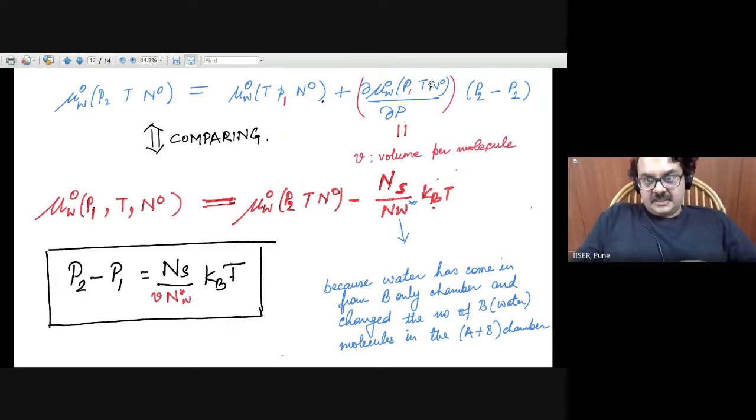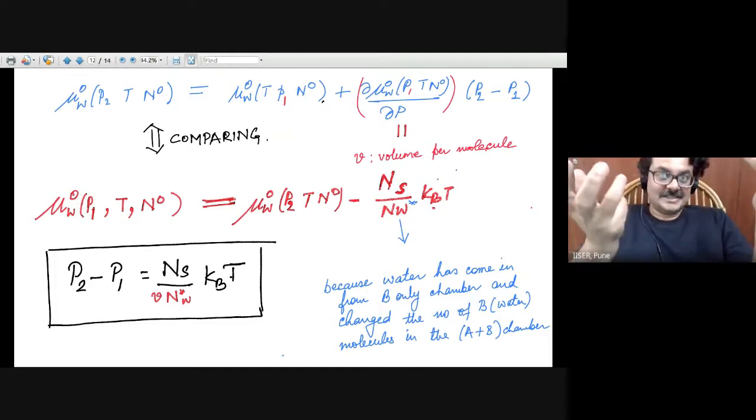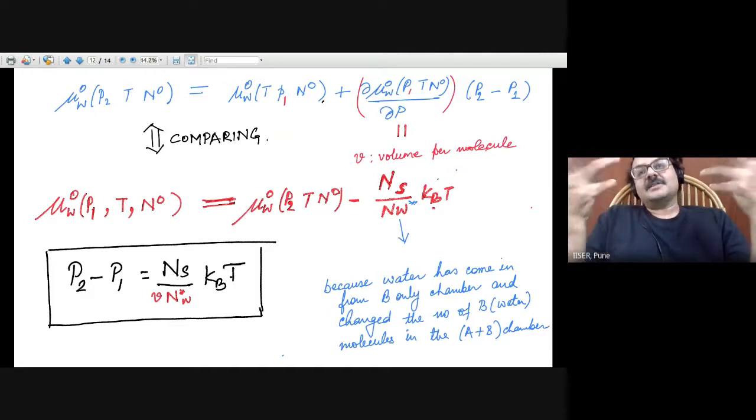And then comparing this on these terms, you get P2 minus P1 equal to N star by V, where V is volume per molecule, N star W into kBT. So if temperature increases, the pressure difference increases. Whenever some quantity increases proportionally with temperature, it means it's an entropic effect, because as you increase temperature, the entropic contribution becomes more.